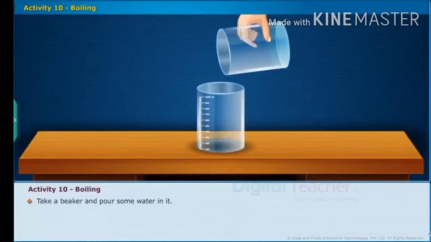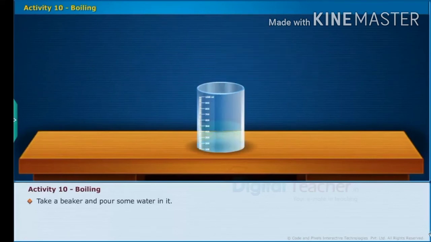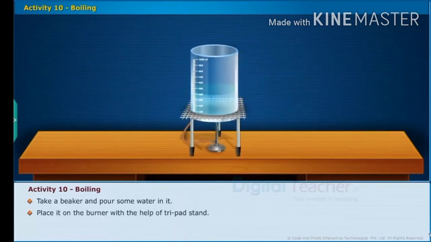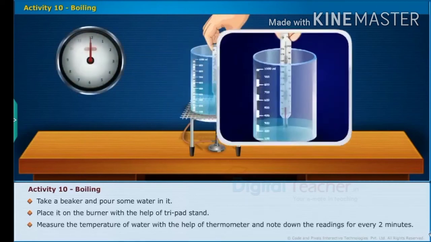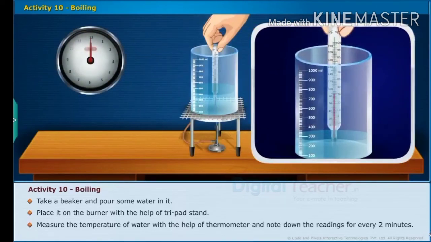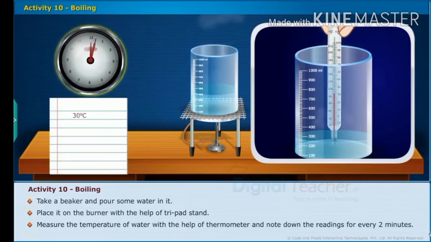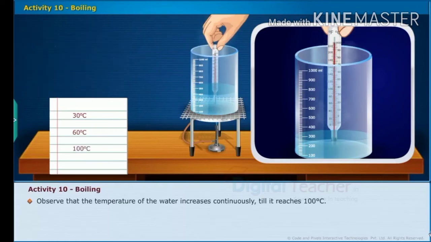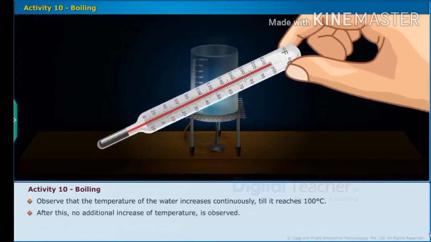Let us perform an activity for boiling. Take a beaker and pour some water in it. Place it on the burner with the help of tripod stand. Measure the temperature of water with the help of thermometer and note down the readings for every 2 minutes. Observe that the temperature of the water increases continuously till it reaches 100 degrees Celsius. After this, no additional increase of temperature is observed.